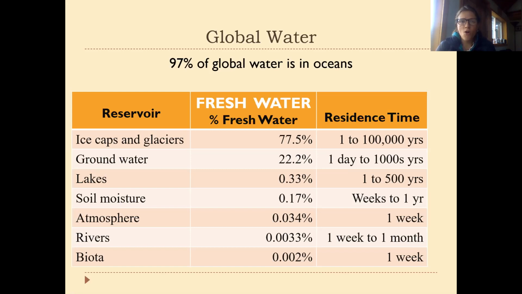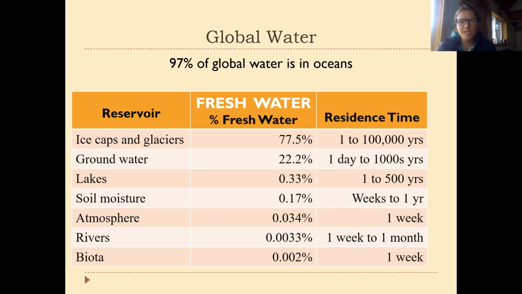Then, after we go beyond ice caps and groundwater, which were 77% or almost 78% and 22%, now all the other surface water components, some of the other places where we might interact with water and think about water existing, are actually extremely small components of the total water. So you can see lakes is only 0.3%, soil moisture 0.17 or around 0.2%. The atmosphere, 0.03%, rivers, 0.003%, the water that's in living organisms, 0.002%.